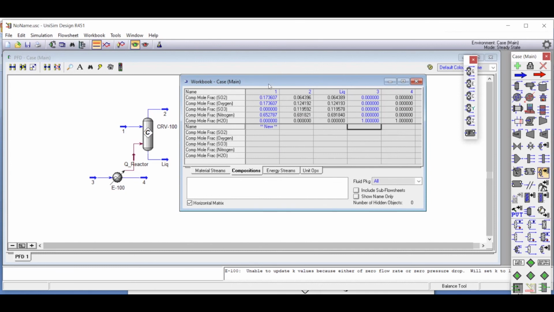So that's the way you simulate a conversion reactor which is jacketed, and the heating load and the cooling load of the conversion reactor.